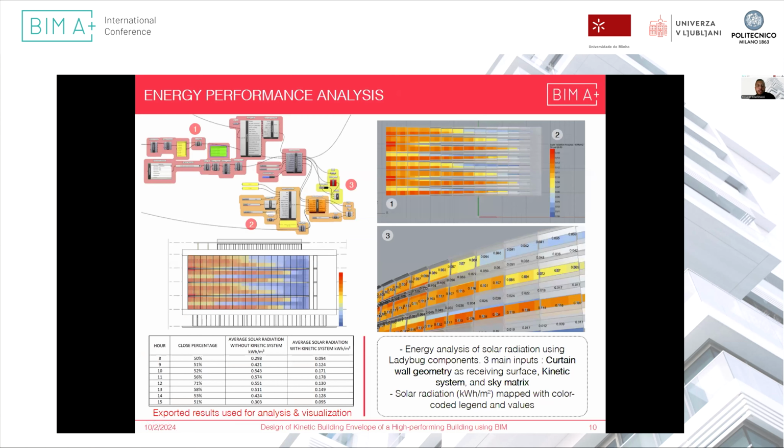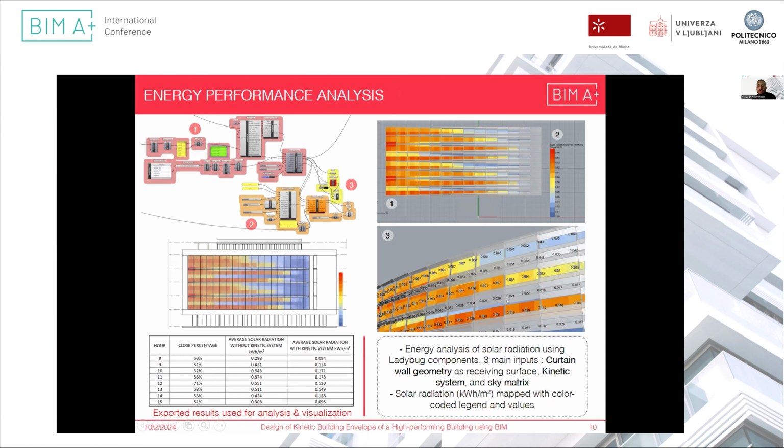The last part of the script is to do an energy performance analysis for the system. The energy analysis of the solar radiation we did using Ladybug components, and we used three main inputs. The three main inputs are the kinetic facade, the context, and the curtain wall geometry behind the kinetic facade as a receiver for solar radiation, and the schematics. The schematics is also linked to Ladybug components and has the info about the solar radiation along the year.